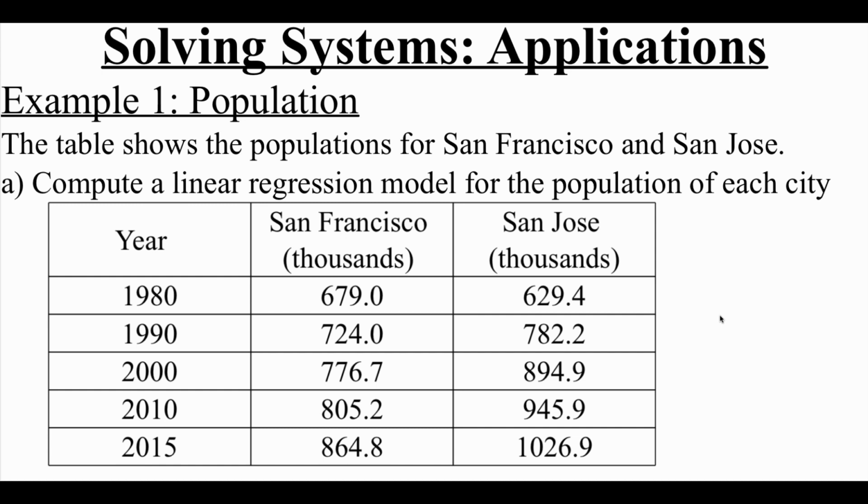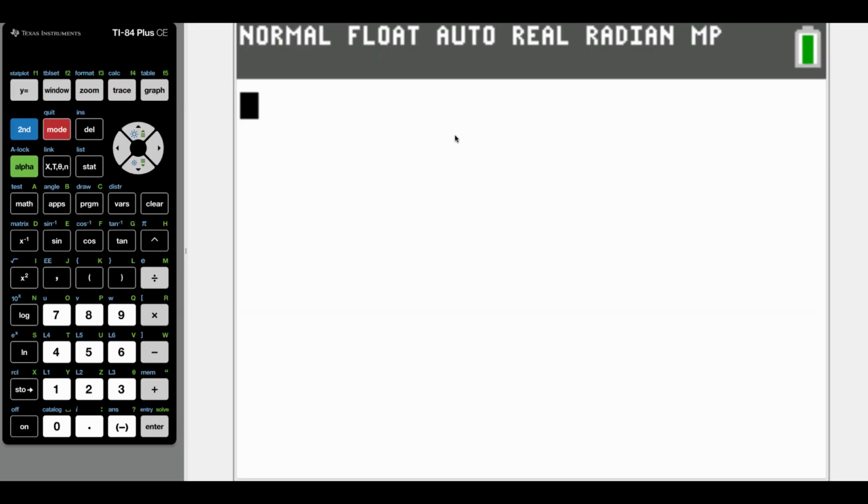And what we want to do is compute a linear regression model for the population of each city. So I'm going to use my calculator, and I'm going to type all of this data into my calculator. Now, as I'm typing this into my calculator, I'm going to let 1980 be a t-value or an x-value of 0, meaning that 1990 would be a value of 10, 2000 would be 20, 2010 would be 30, and then 2015 would be 35. So those are the x values that I'm going to use in my list 1 in my calculator. So I'm going to start with San Francisco.